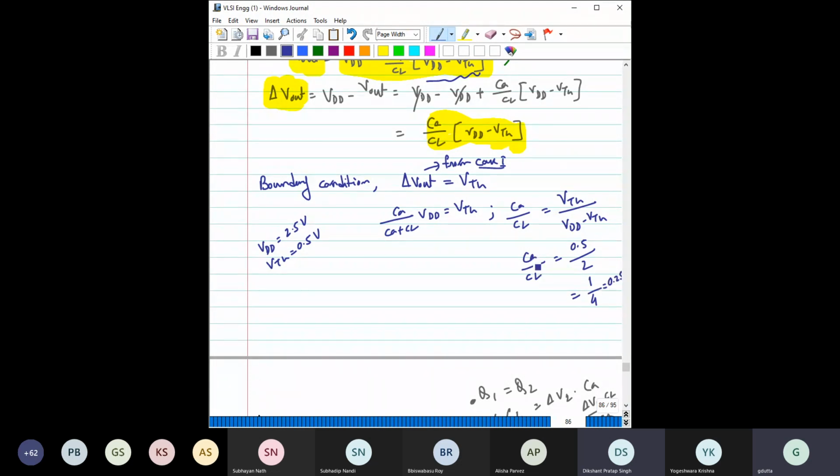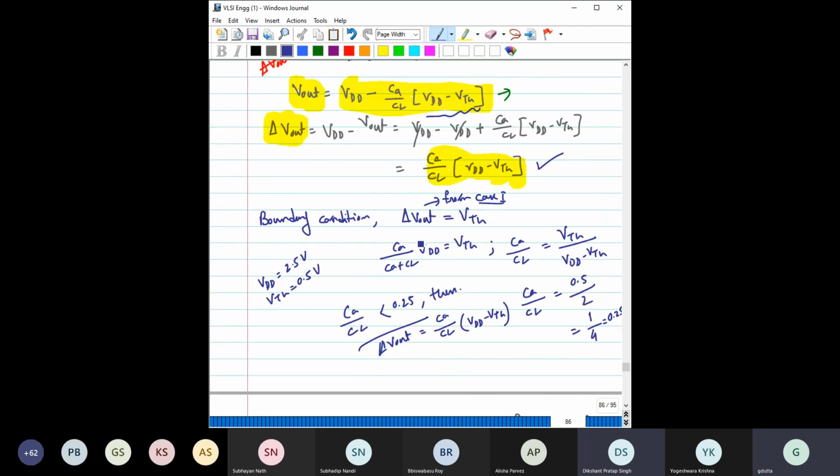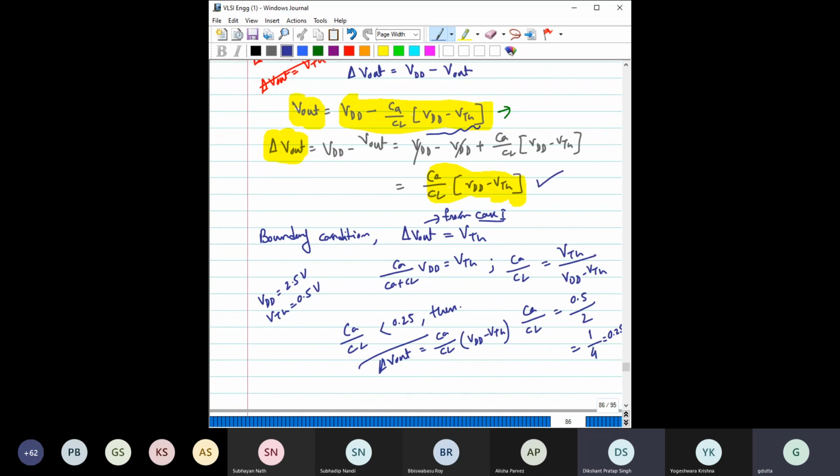So if this CA by CL ratio is smaller than this 0.25, then delta V out would be equal to CA by CL into VDD minus VTH. Then this condition will happen, which is basically case 2. Otherwise, case 1 will happen.